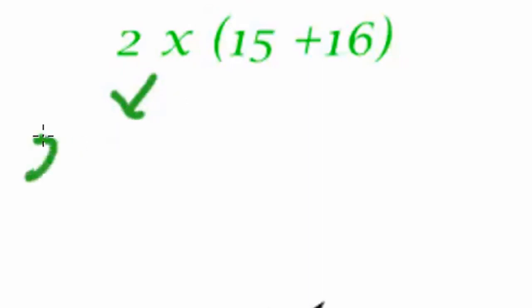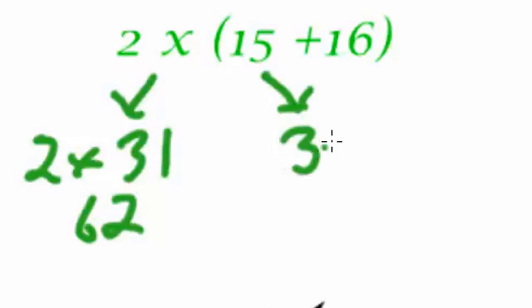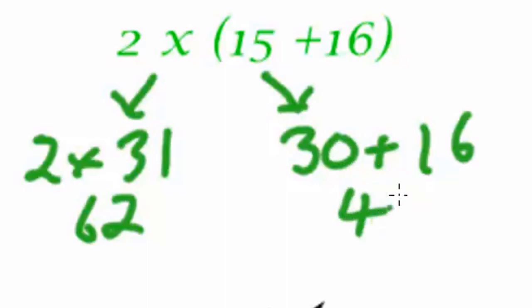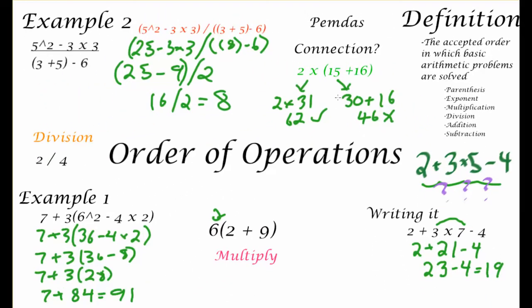2 times 15 plus 16, with the 15 and 16 in parentheses. Let's do it the correct way, and let's say that if we follow the parentheses, 15 and 16 will be 31, and 2 times 31 will give me 62. Let's do it the wrong way, and let's say 2 times 15 will give me 30, and then at the end I'll add 16, and it'll actually give me 46. Done correctly, we get one answer. Done incorrectly, we get a completely different answer. That does not work because it did not ultimately follow the order of operations.